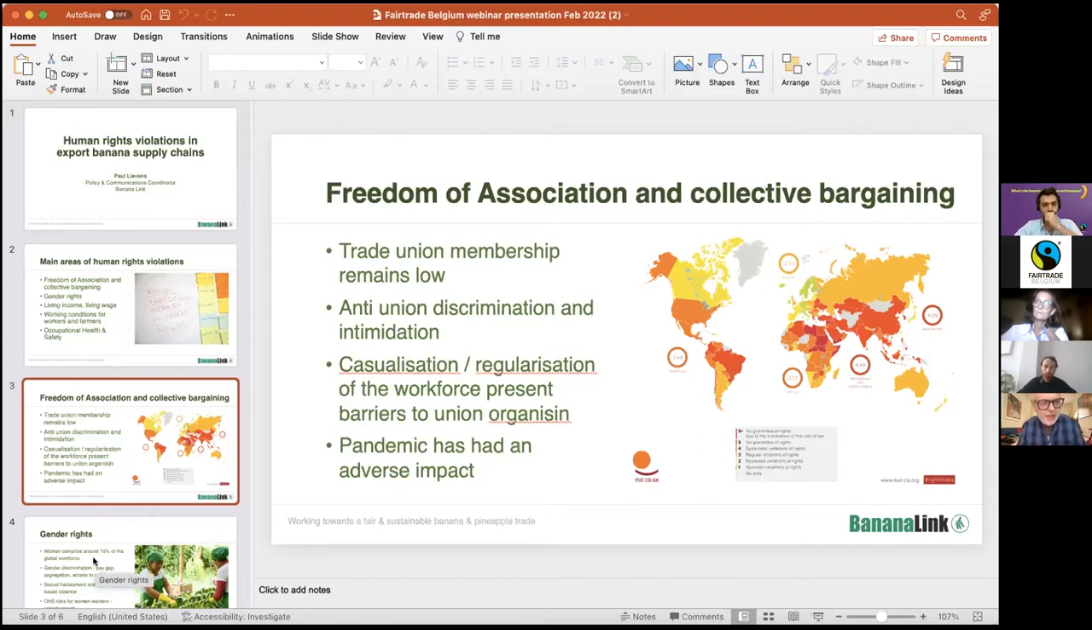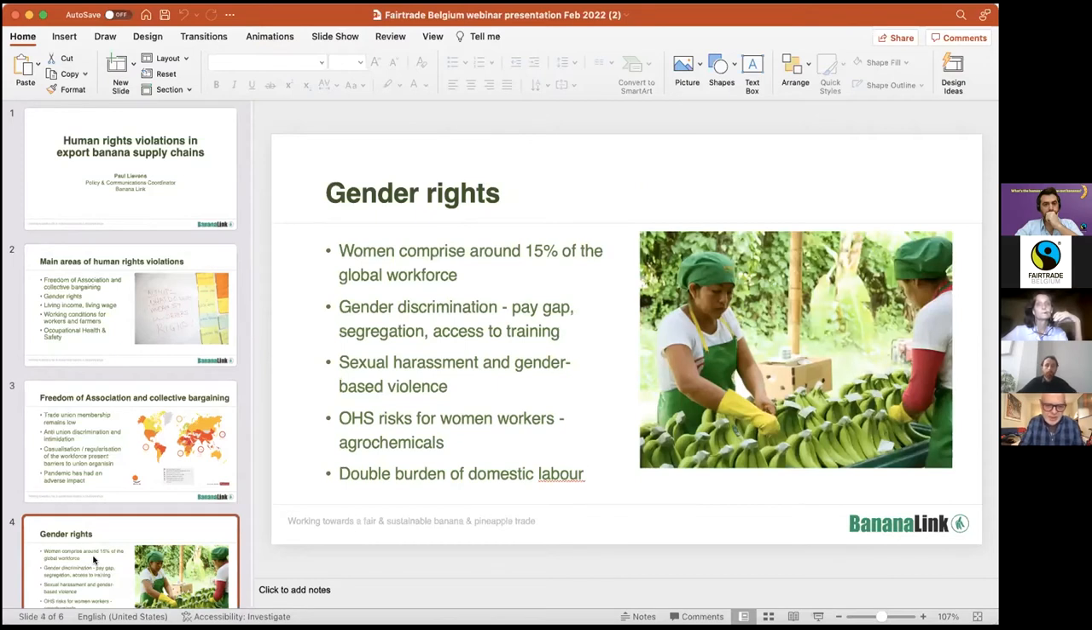Certainly in some parts of the banana producing world, the way I describe industrial relations or social dialogue is that it is almost pathological, that there are some employers that have a pathological hatred of unions and will go to any lengths to prevent them organizing on their plantations.